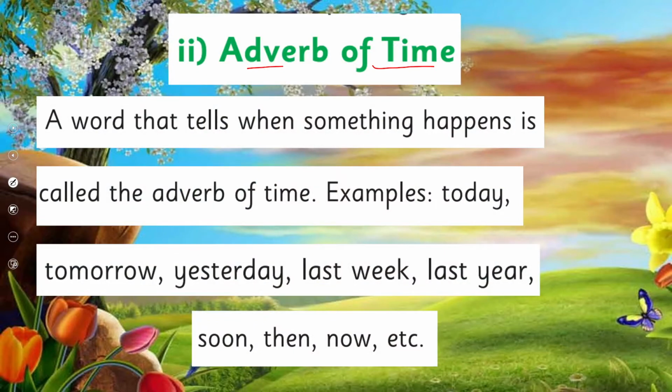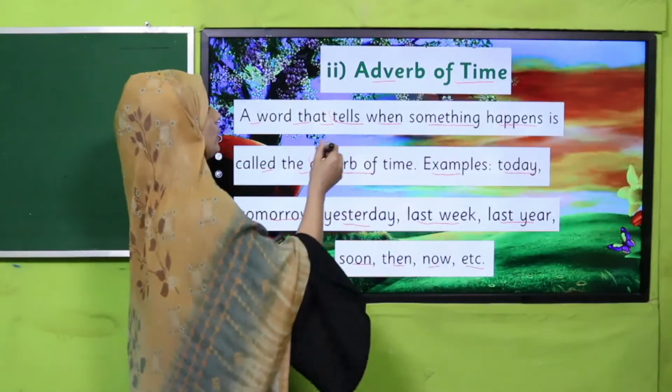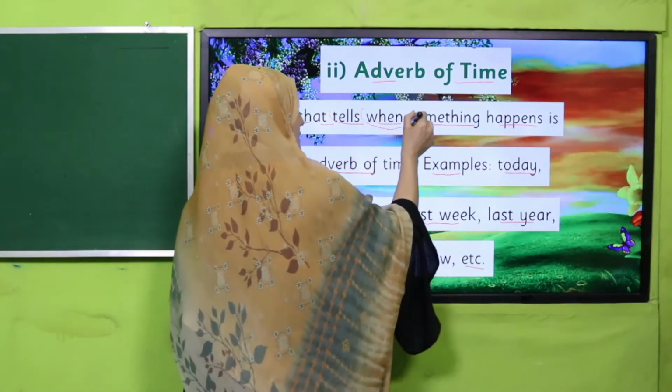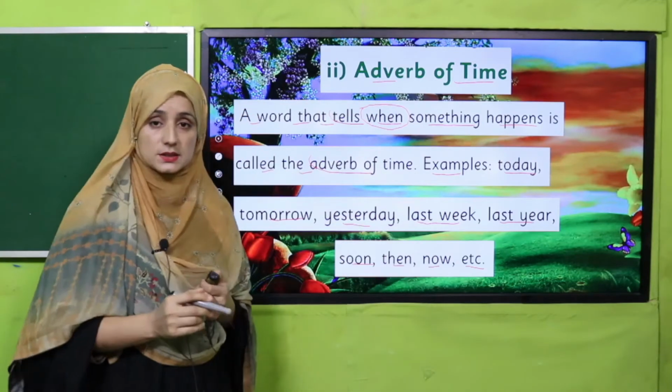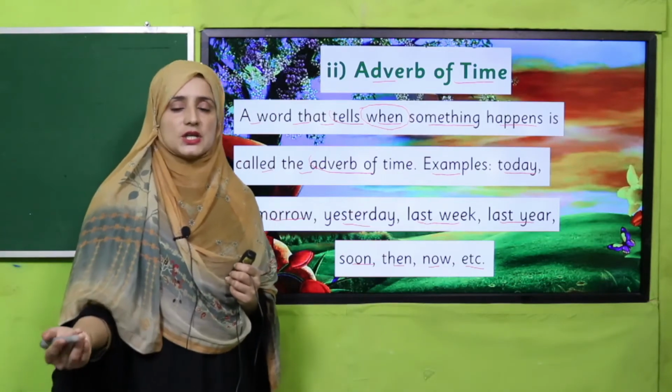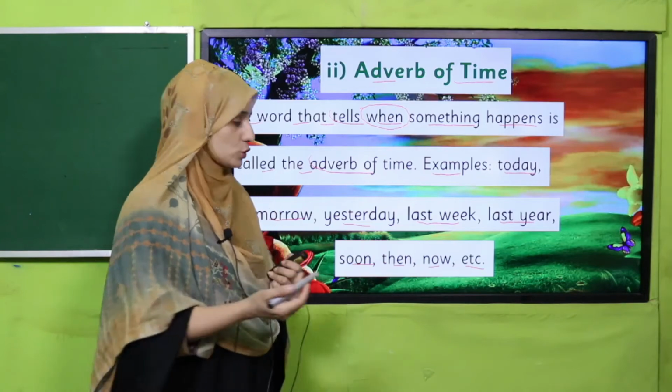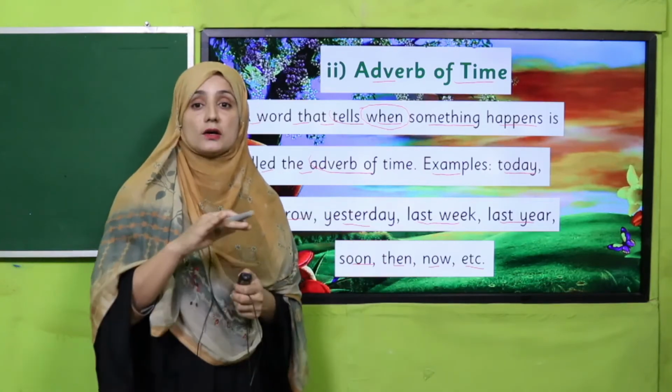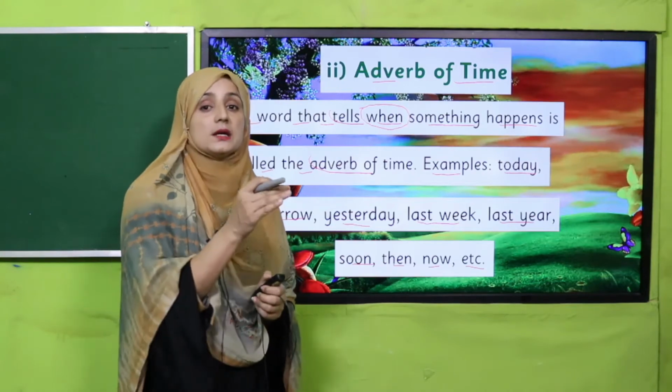Yes, my dear students, next kind is adverb of time. A word that tells when something happens is called the adverb of time. Examples: today, tomorrow, yesterday, last week, last year, soon, then, now, etc. Yes, my dear students, what is adverb of time? Adverb of time will tell us when something happens, means which was the time. It was morning, evening, last day, means today, tomorrow. So in this way, it will tell us the time on which that action was being done.